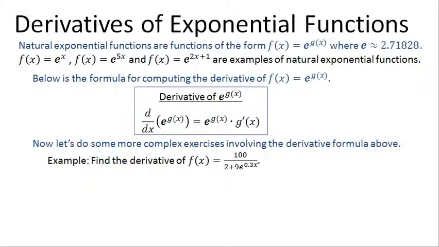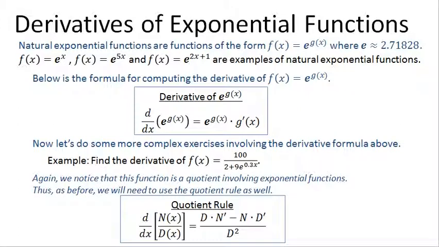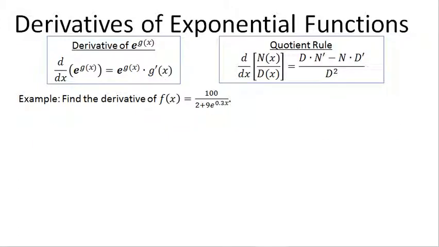This is also a quotient rule. The function is f of x equals 100 over the quantity 2 plus 9 times e to the 0.3x. It's still a quotient rule, so obviously we'll need the quotient rule again. And to make a little room, I'll shove everything up and apply the quotient rule. It's the same process as before. There's nothing inherently different about it, at least in principle.